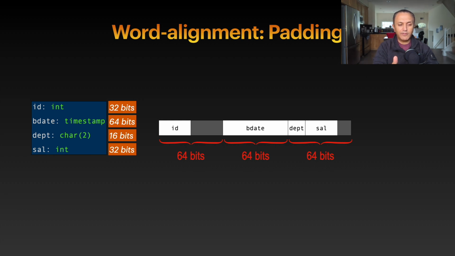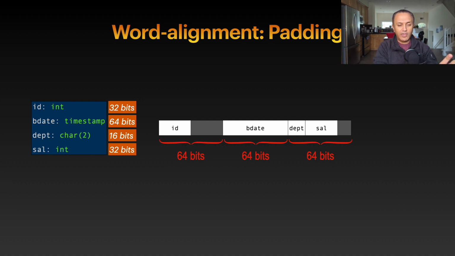Department is 2 characters, so that's 16 bits. I can put it at the start of the next word. The next one is an integer, which is 32 bits. That can still fit within the same word with the previous attribute because it doesn't go beyond the word boundaries. And then I have to pad that last word with empty space as well.